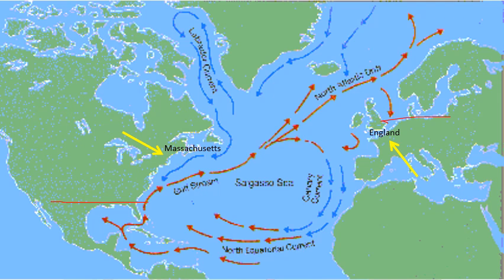Now, I want to point out these two locations here. We've got England and we've got Massachusetts. Massachusetts is a little bit further south of England. So we would expect Massachusetts to be a little bit warmer than England. Because even in ancient historical times, it was known that, hey, the further north or south you get, generally the colder you are because you're not getting as much sunlight.